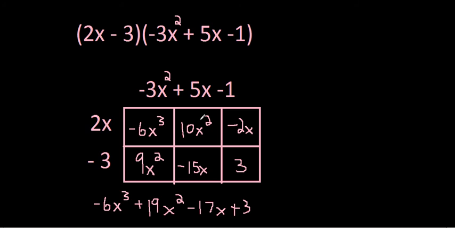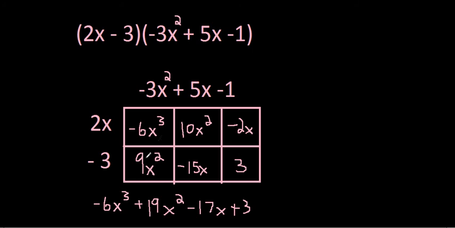And I can do the same for this term, 2x times 5x equals 10x squared. This term is 2x times negative 1, that'll give me negative 2x. This term is negative 3x squared times negative 3. This term is negative 3 times 5x, and this term is negative 3 times negative 1.